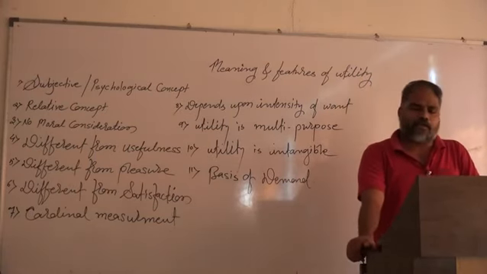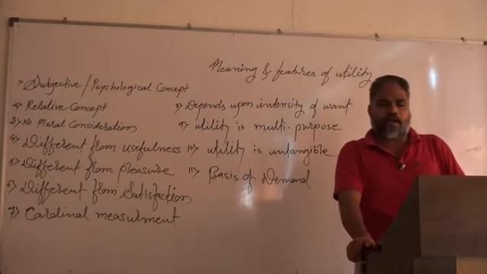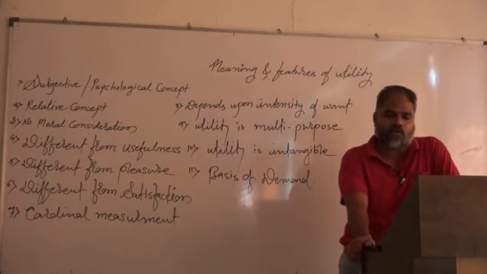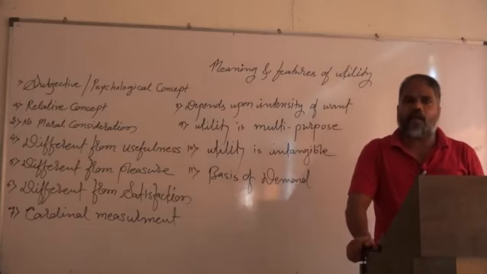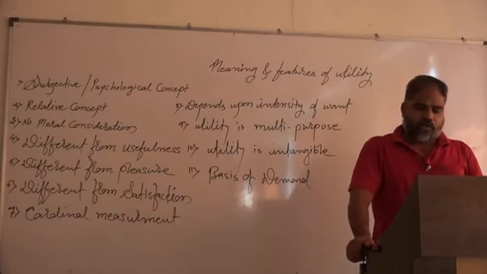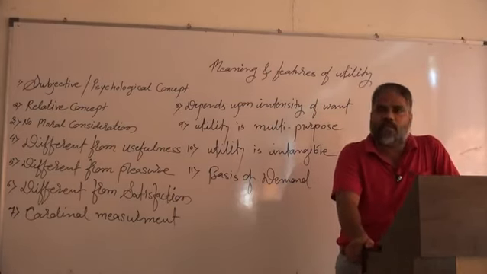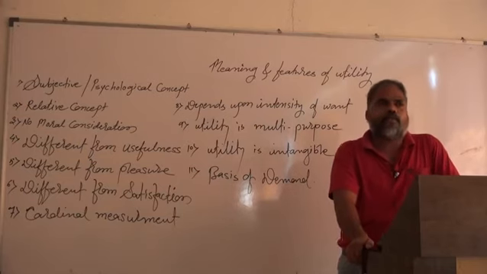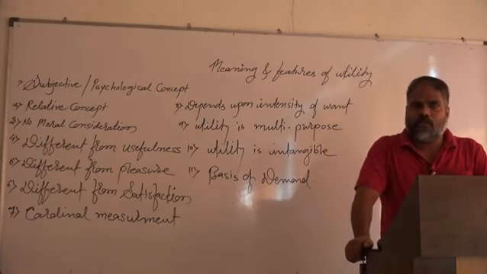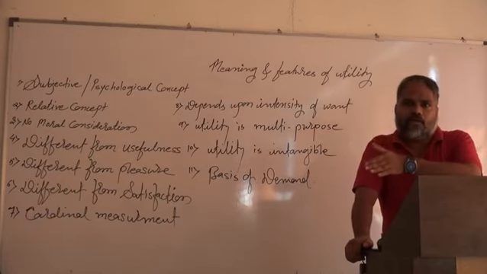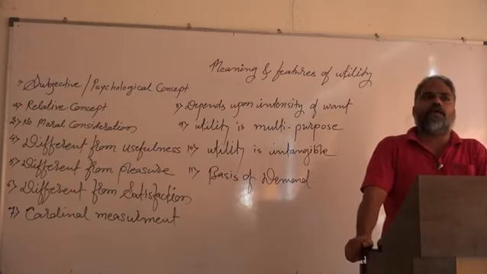Then the next characteristic of utility is that it depends upon the intensity of want. The utility of a commodity depends upon the intensity or urgency of want. The more urgent the want, the greater the utility, and vice versa. For example, the utility of food is greater if the person is very hungry. The utility of blood is also greater at the time of an accident. So higher urgency means higher utility, and lower urgency means lower utility.